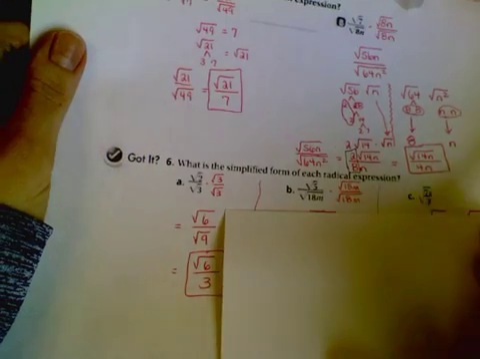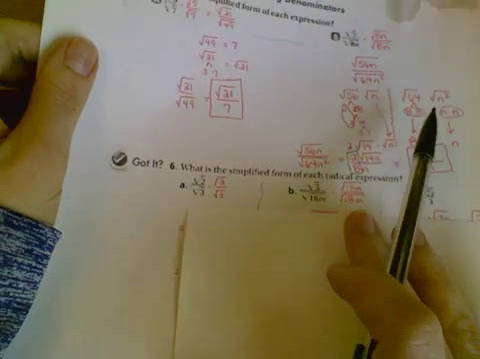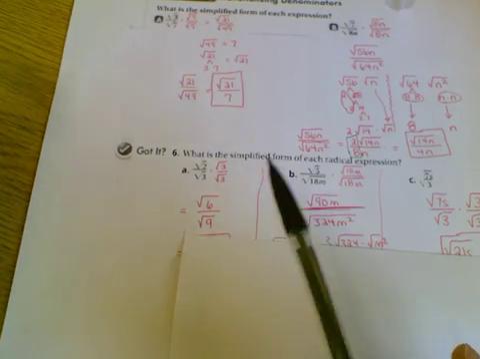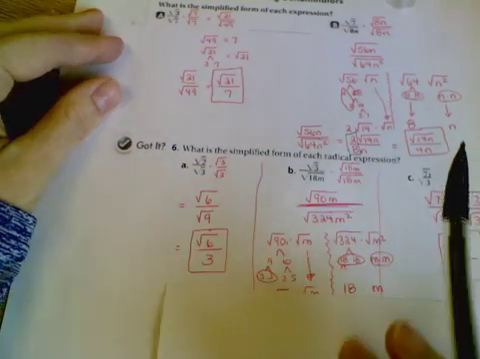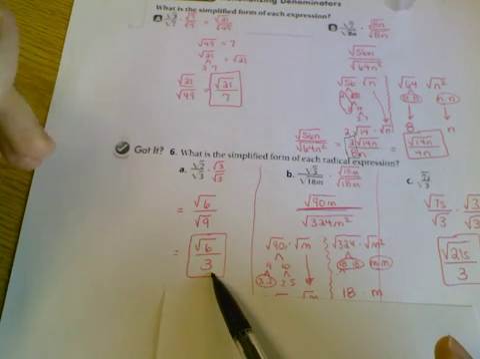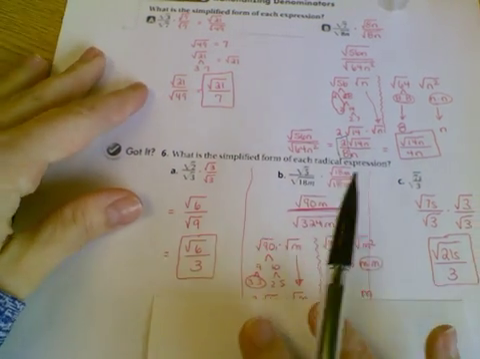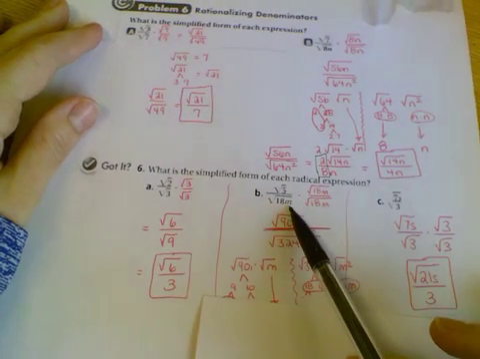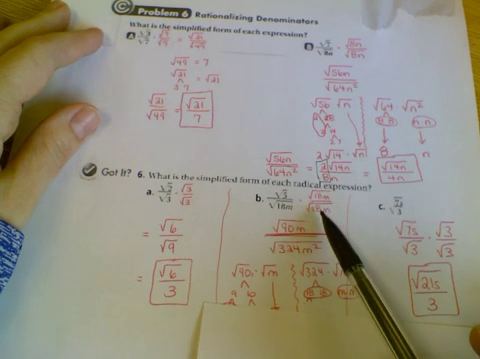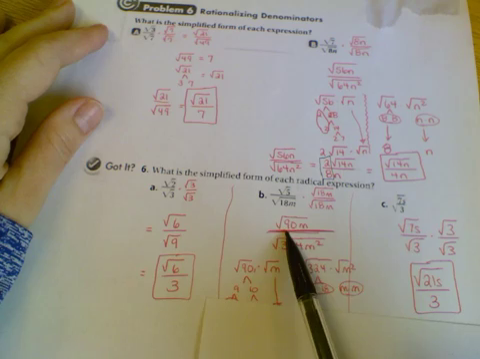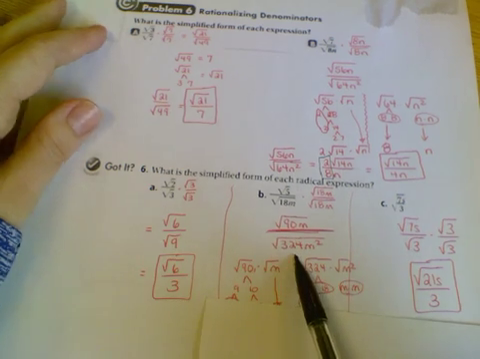On A, you should be multiplying top and bottom by square root of 3. When I do that, I would get square root of 6 over square root of 9. When I simplify that, square root of 6 will not change, but square root of 9 should become 3 as a nice whole number. The second one is like letter B up at the top, so you've got a letter on the bottom. I would multiply top and bottom by square root of 18m. That gives me square root of 90m over square root of 324m squared.